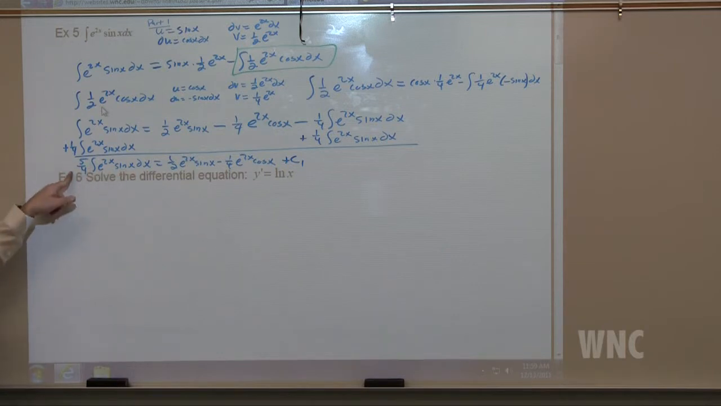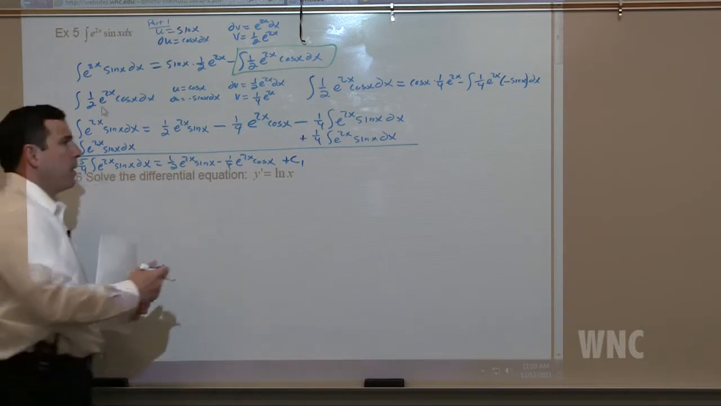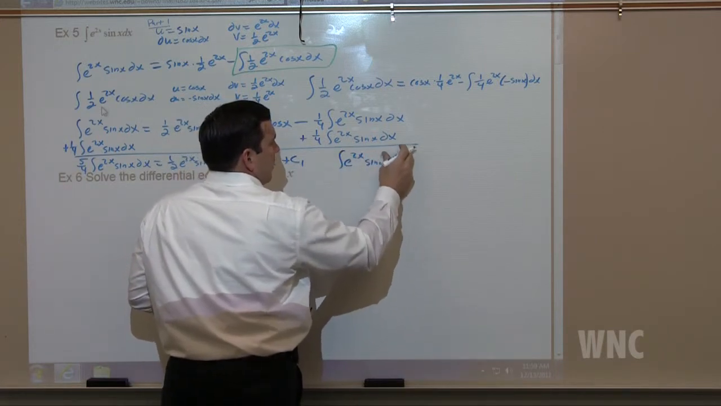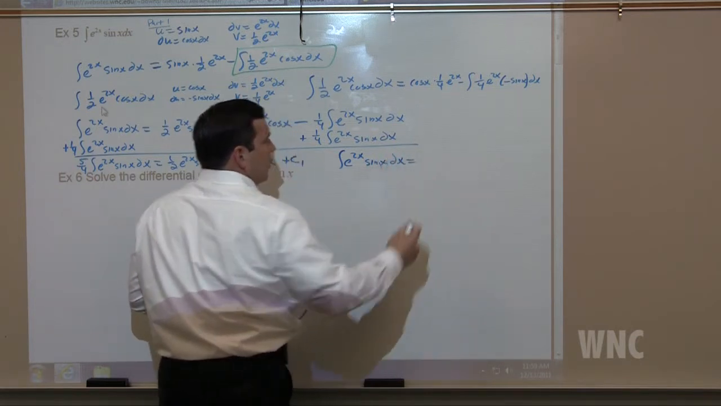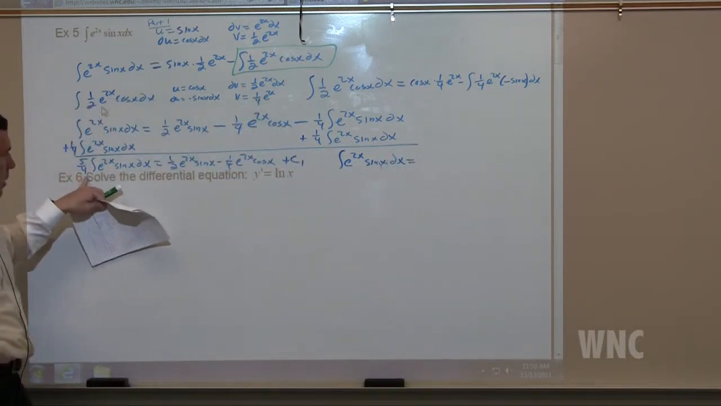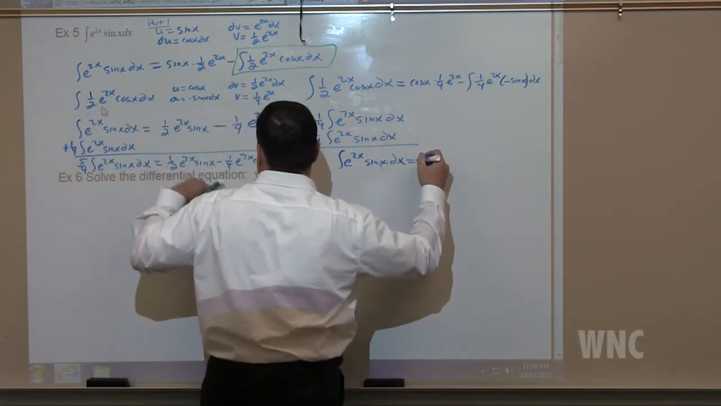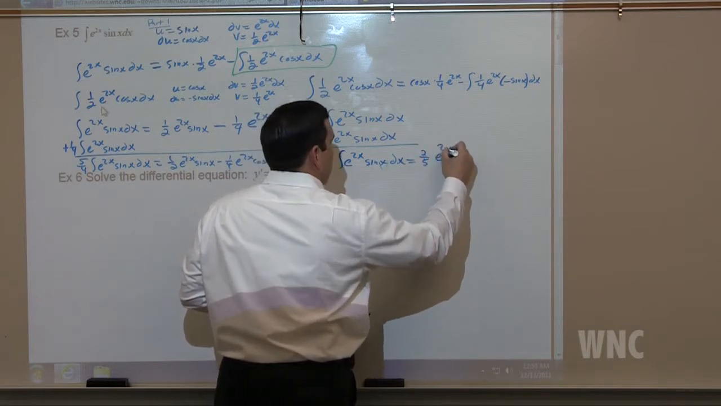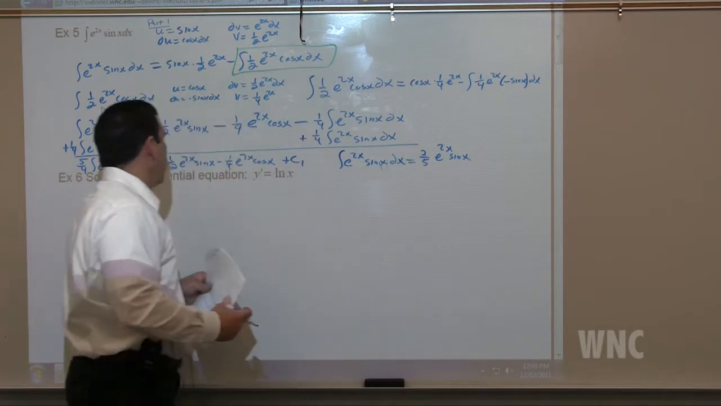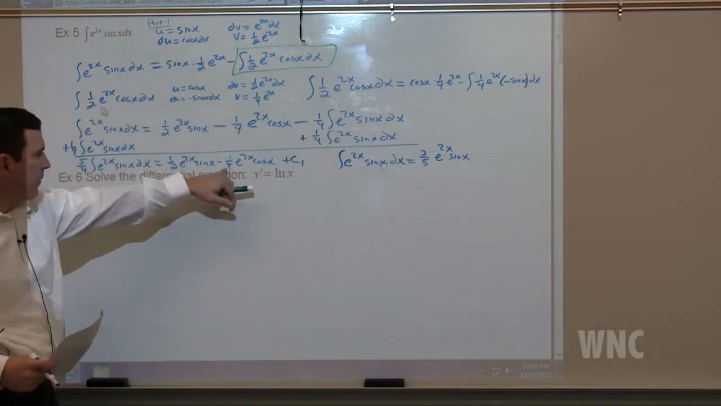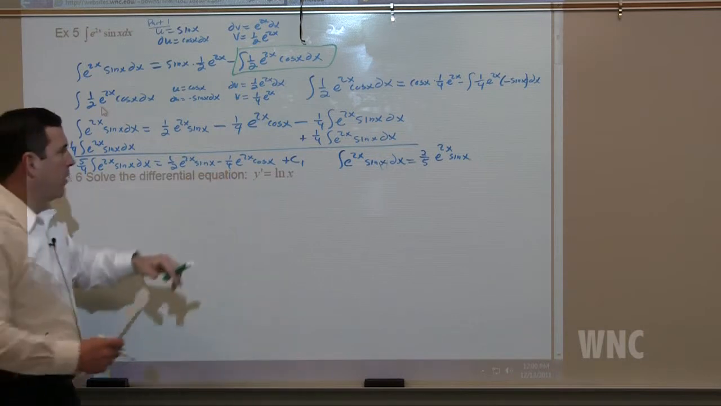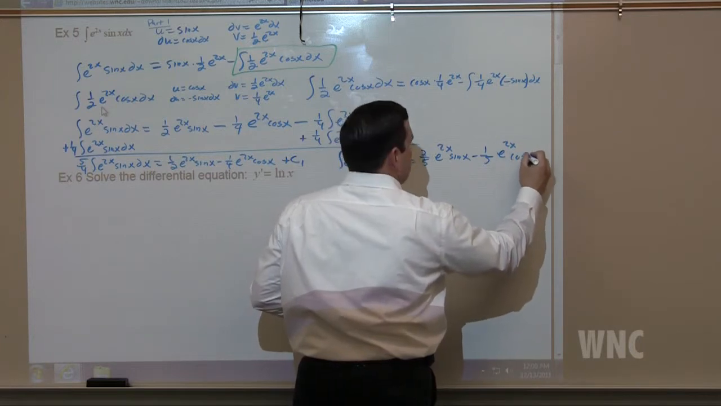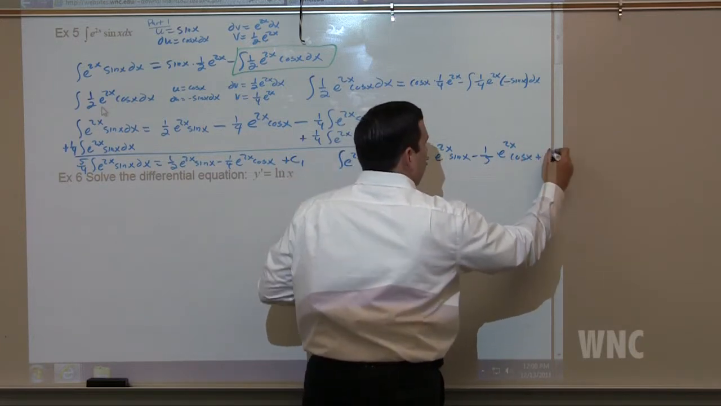So to solve this, multiply both sides by 4/5, so that our integral of e to the 2x sine x dx is equal to 4/5 times 1/2, which is 2/5 e to the 2x sine x, minus, doing the reciprocal here, 4/5 times 1/4, which is 1/5 e to the 2x cosine x, plus, and then 4/5 times c1, we'll just call that c.